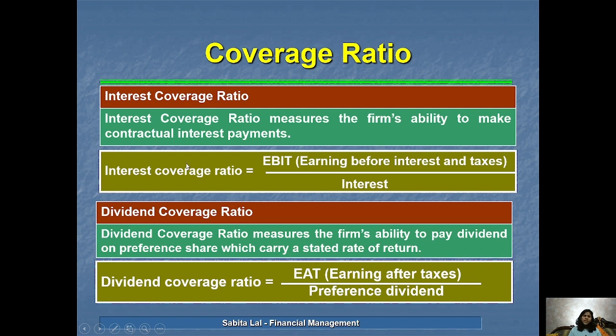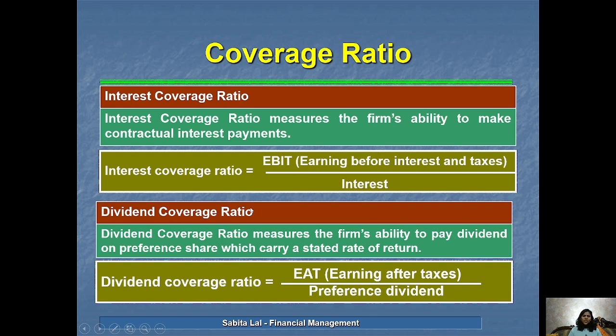Coverage ratio. Interest coverage ratio measures the firm's ability to make contractual interest payments. Whether the company is able to pay interest or not. So interest coverage ratio is very important. That is a simple formula for interest. Just think of the income statement: EBIT, less your interest, you will get your EBT. So interest coverage ratio is your EBIT divided by your interest.